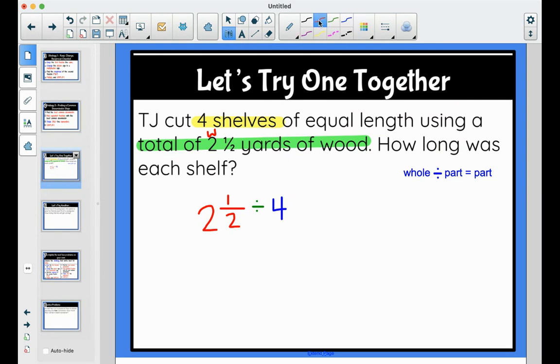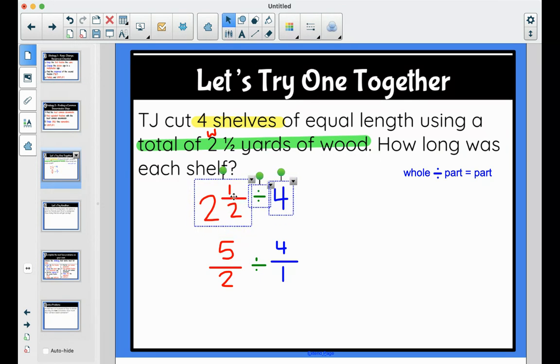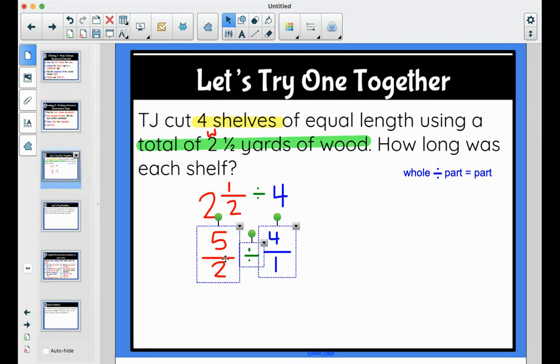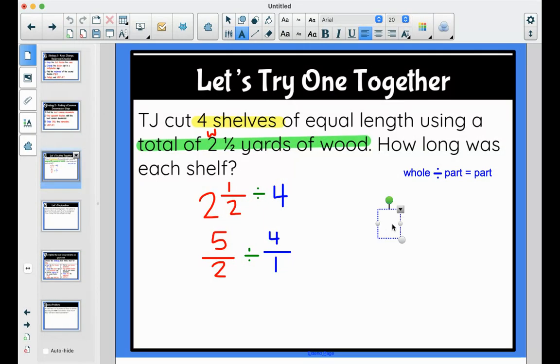As always, we need to make sure we change this into a fraction greater than 1 or an improper fraction. We know from the last video it's 5/2 divided by 4/1. So all I have done is make my mixed number a fraction greater than 1 or an improper fraction, so I can go ahead and start dividing and doing my steps. And I also took my whole number and I put it over 1, so I can do my least common denominator strategy.